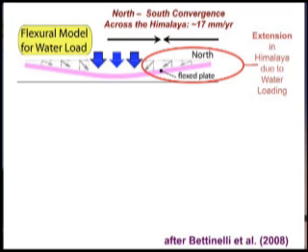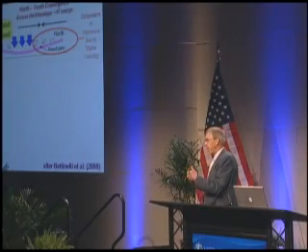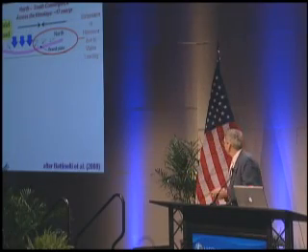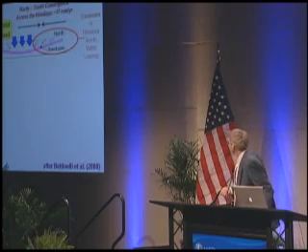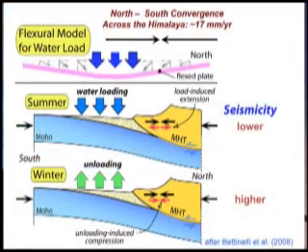And in this part, in the northern end, and the southern end as well, that ends up adding a component of extension within that part of the mountain belt. And that extension actually opposes the rate of shortening. There's about 17 millimeters a year on average of shortening across the Himalayas themselves. The extension that's generated by that load opposes that, so the seismicity goes down.